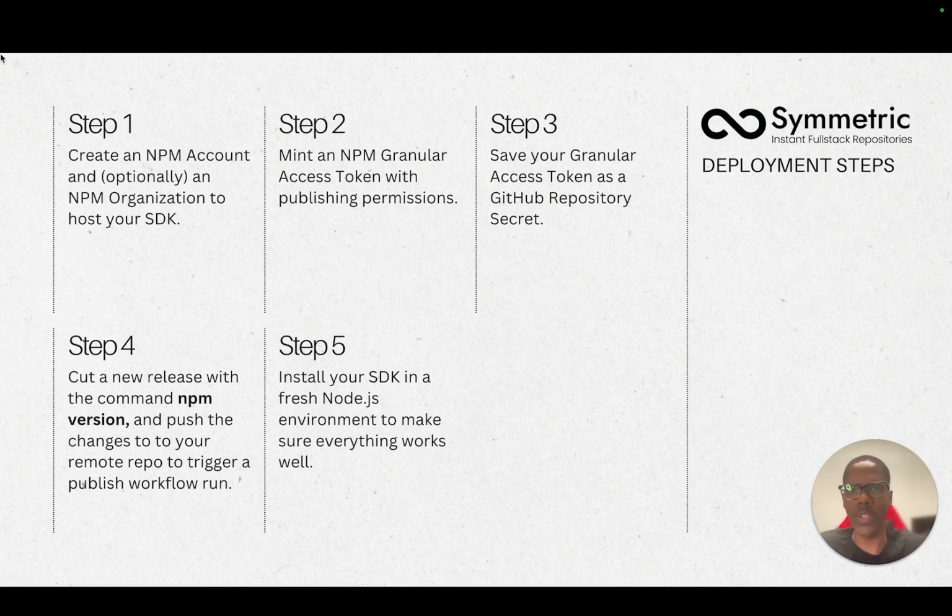The second step is to mint what's called an NPM granular access token. That's just a fancy way to let NPM know who you are when you want to publish a new version. Once you have your granular access token, you want to save it to your GitHub repository as a secret. This will let you actually publish new versions from a GitHub action.